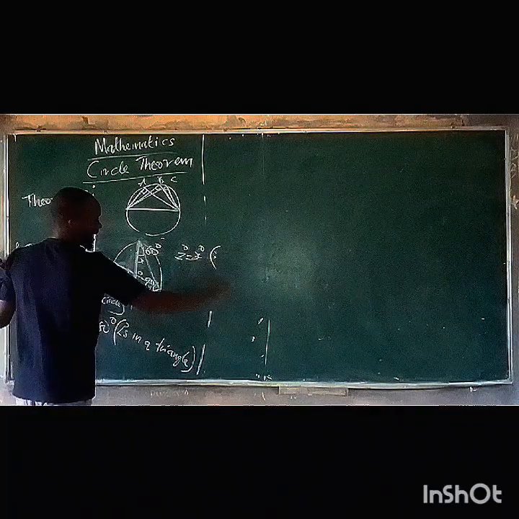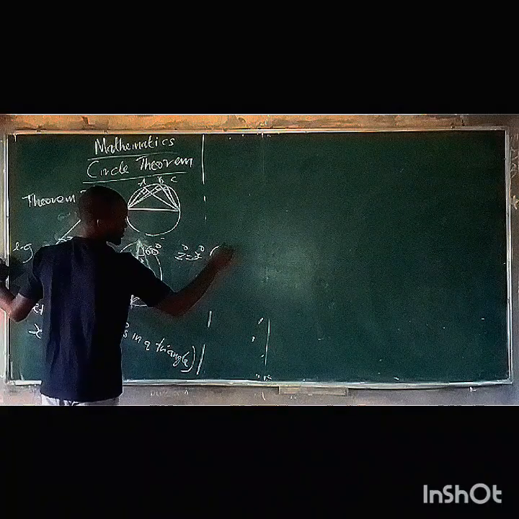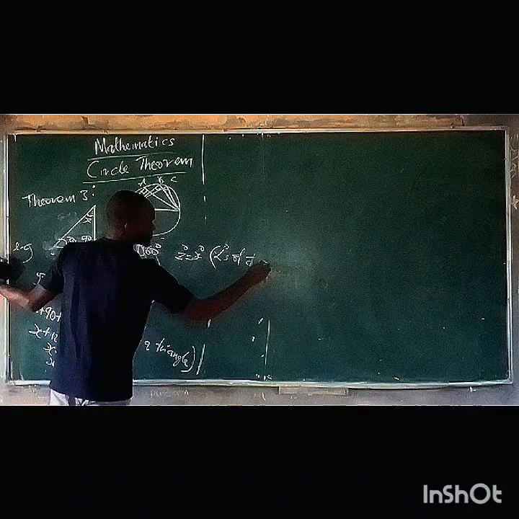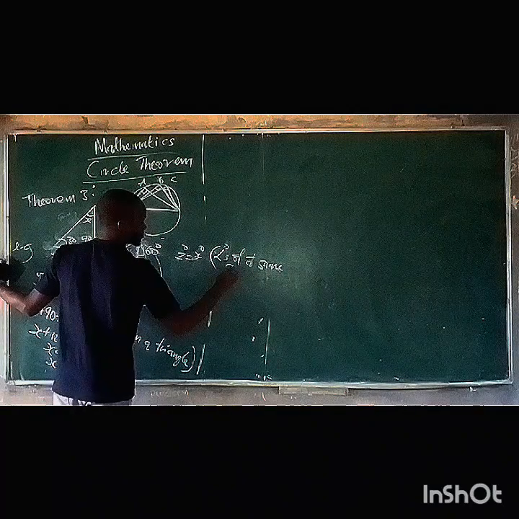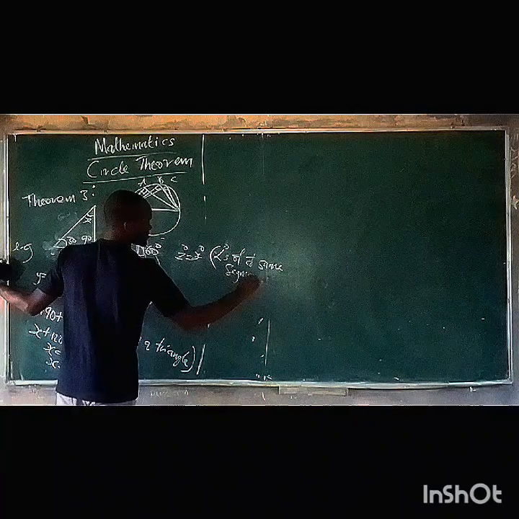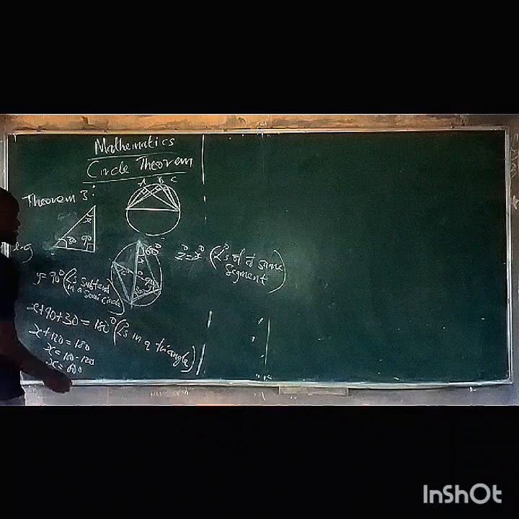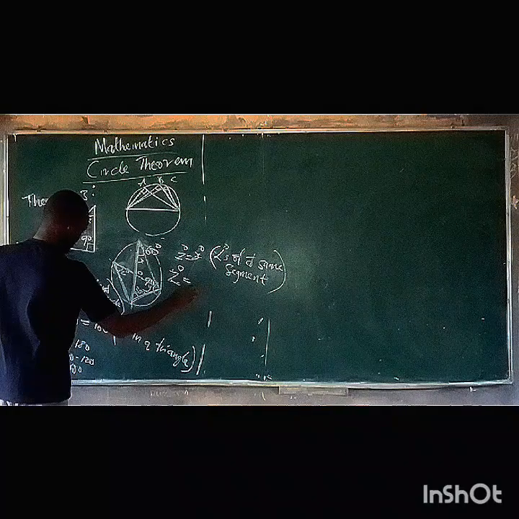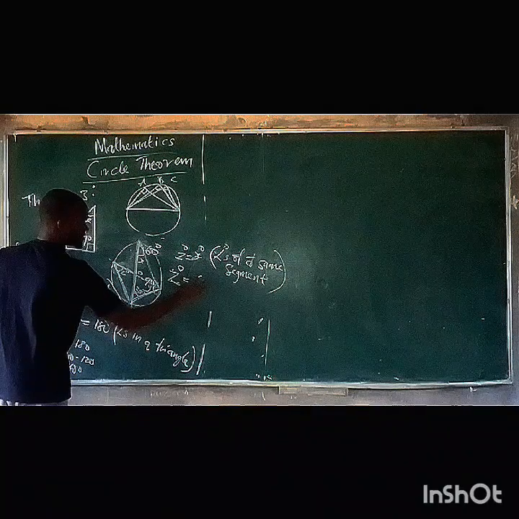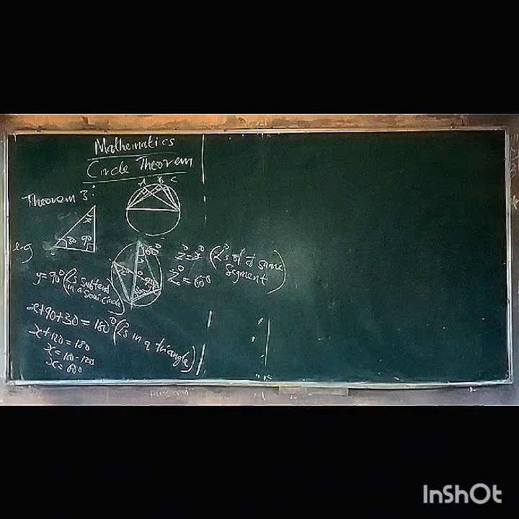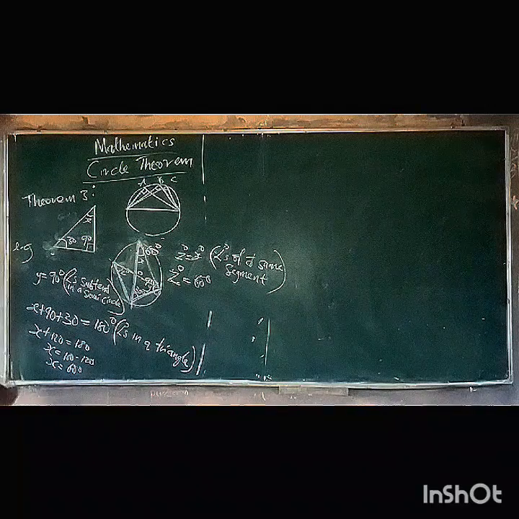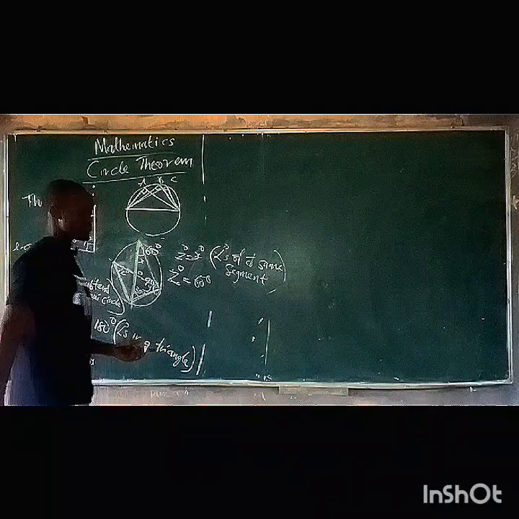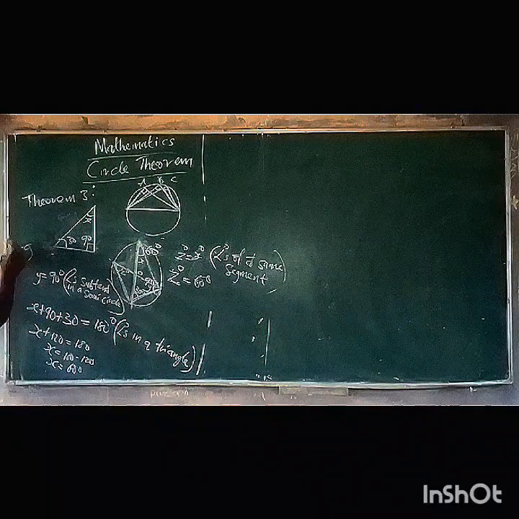So why is it so? Angles of the same segment. Okay, so therefore z degrees is equal to 60 degrees. Are we good to go? Oh yes, that's theorem number 3. Let's look at the fourth theorem. You can pause a while and try the question to find understanding.